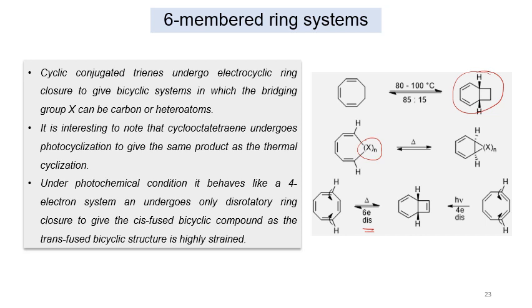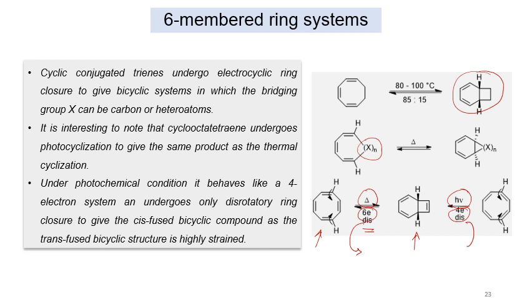In cyclooctatetraene, under thermal conditions and photochemical conditions, surprisingly, you are seeing the same product. Why? Because in the thermal case, this is acting as a 6 electron system, whereas in the photochemical case, this is acting as a 4 electron system. In both cases, according to the Woodward-Hoffmann rules, these are undergoing disrotatory ring closures.